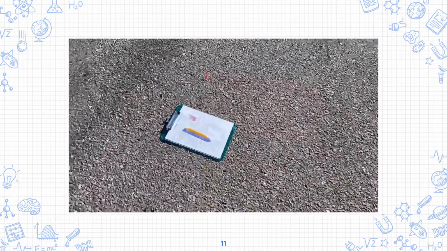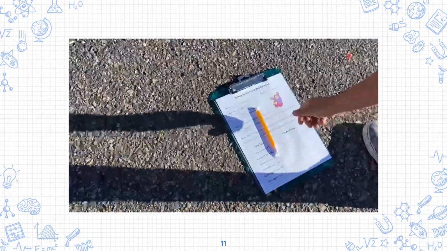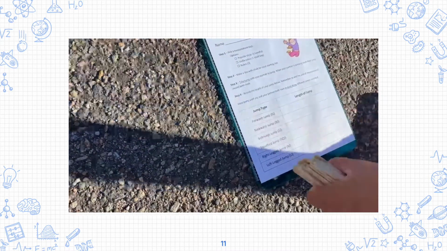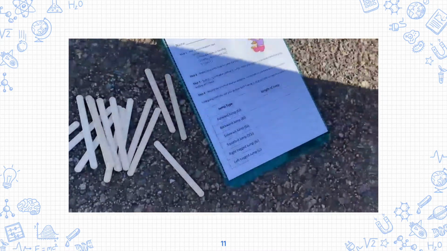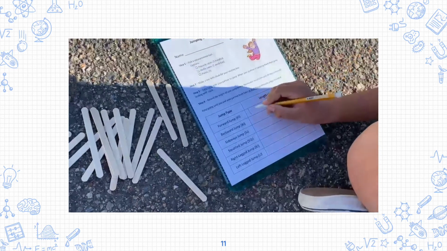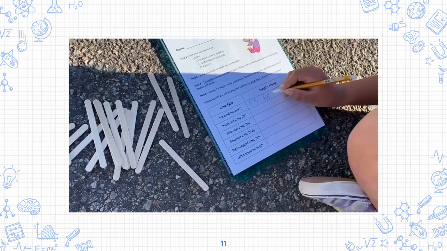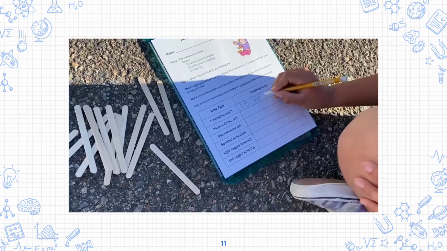And then here the student is counting out the amount of popsicle sticks. And then the student is going to the data collection sheet to record the data that they got for their forward jump. And then the students would repeat this until they each had at least 3 total jumps of data.